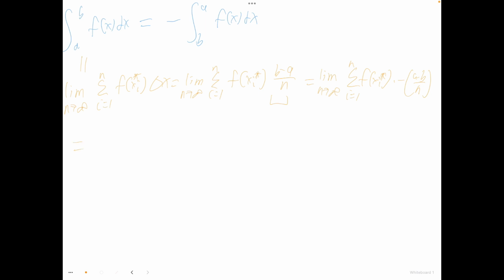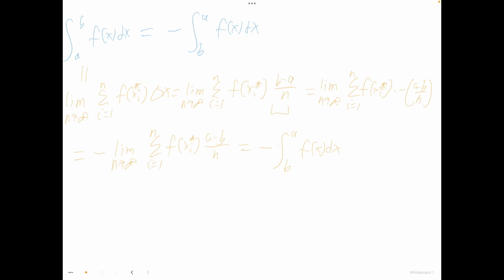And this, then, we can pull the negative all the way out in front to get the negative limit as n goes to infinity of the sum from i equals 1 to n of f of x sub i star times a minus b over n. Well, a minus b over n is our delta x for the integral from b to a. So this is just then the negative integral from b to a of f of x dx.